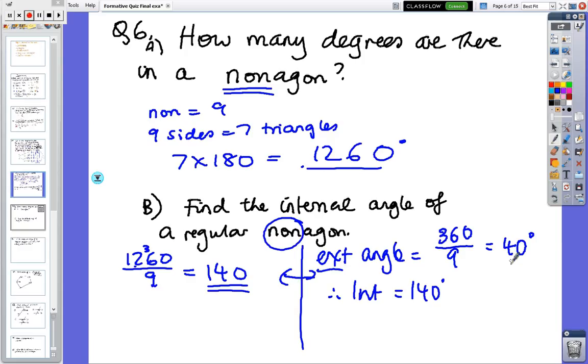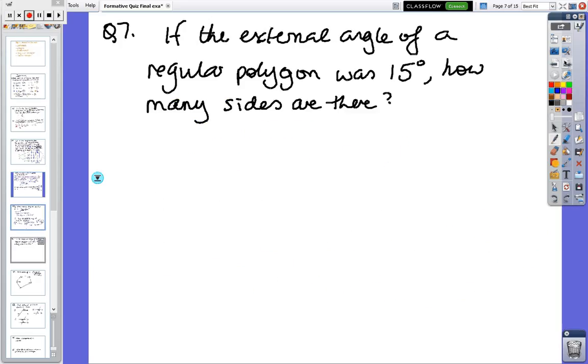So the external angle is really neat. The angles always add to 360, so 360 divided by the sides gives you the external, and then from the external you can find the internal, but you can do it the first way as well. Okay, so let's have a look. If the external angle of a polygon was 15, how many sides did it have? Well, pause when you're ready, come back.